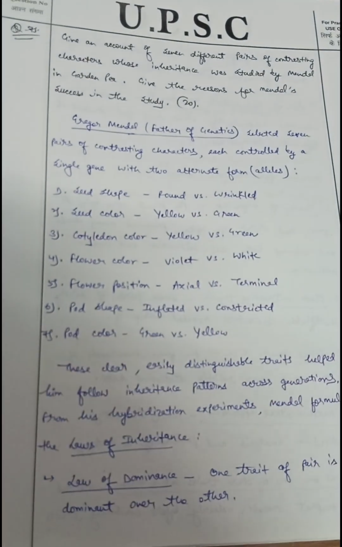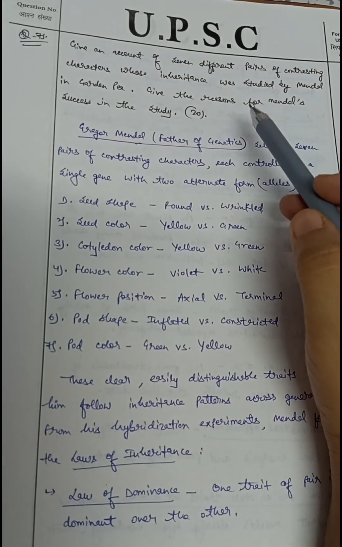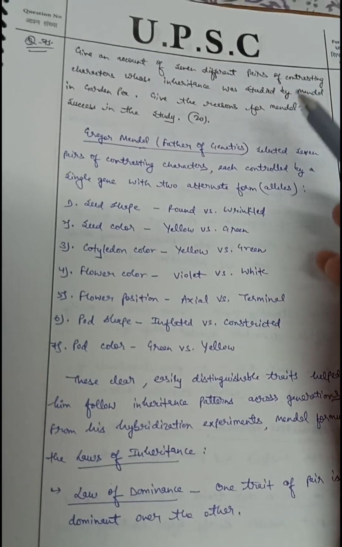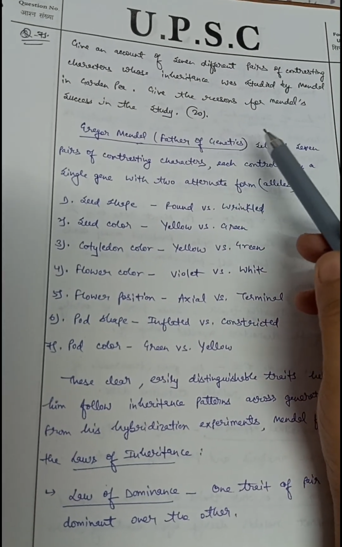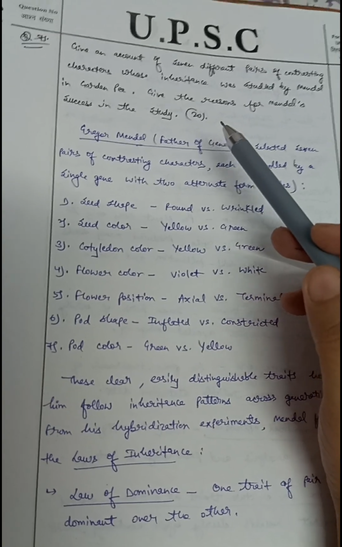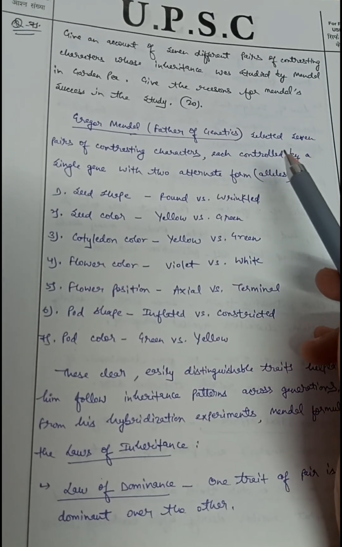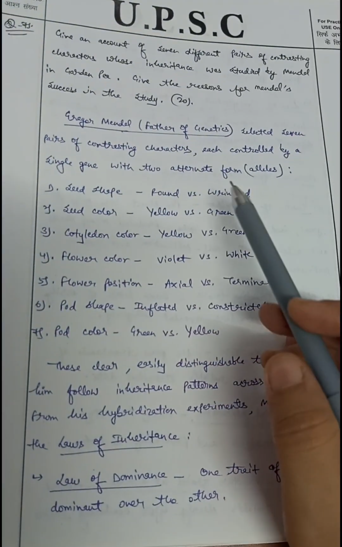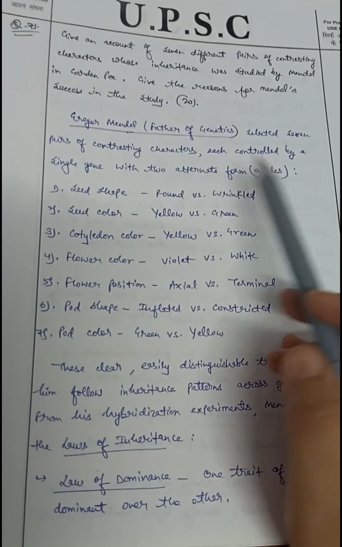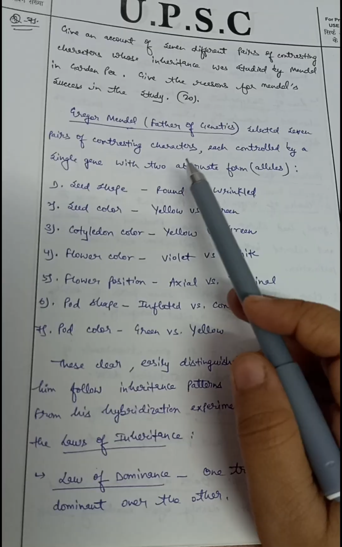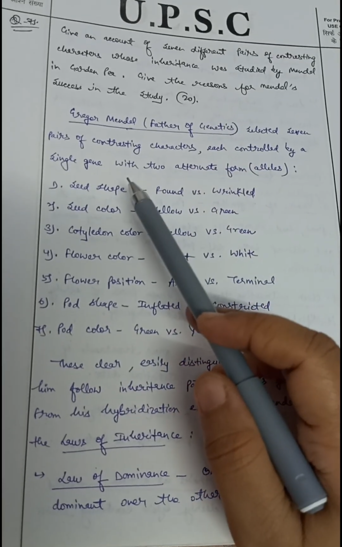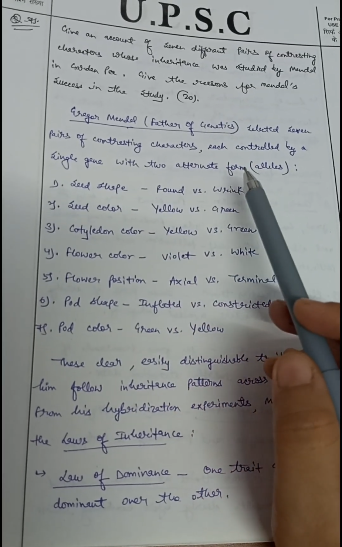So what is the demand of the question? First of all, we have to give an account of the 7 different pairs that were selected by Mendel for the experiment on garden pea, and then we have to give the reasons why his experiment was successful. Gregor Mendel, also called the father of genetics, selected 7 pairs of contrasting characters. Each was controlled by a single gene with 2 alternate forms, that is alleles.